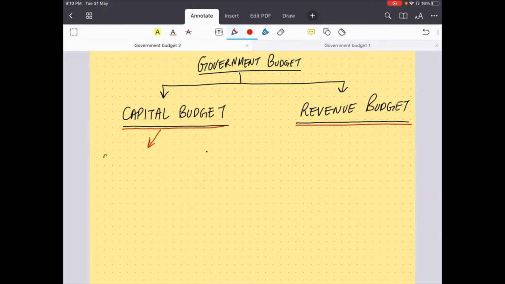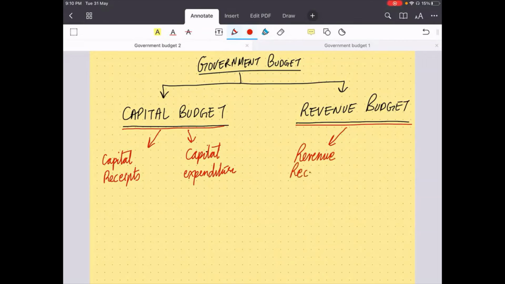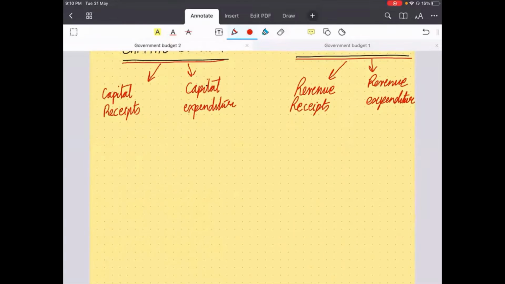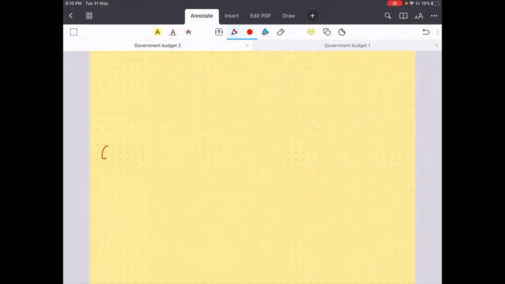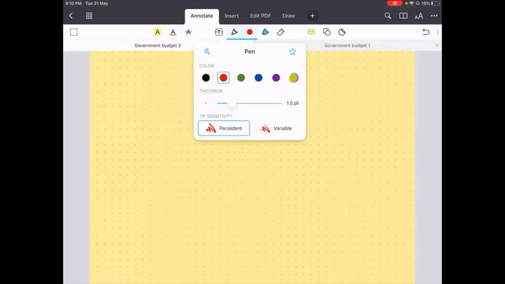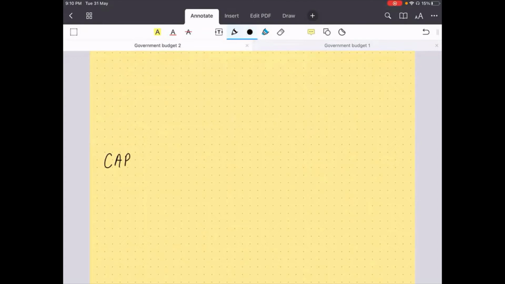So capital budget can be classified as capital receipts and capital expenditure. And similarly, revenue budget can be classified as revenue receipts and revenue expenditure. We are going to explain all of these in detail. Let us understand the first item of these, which is capital receipt.